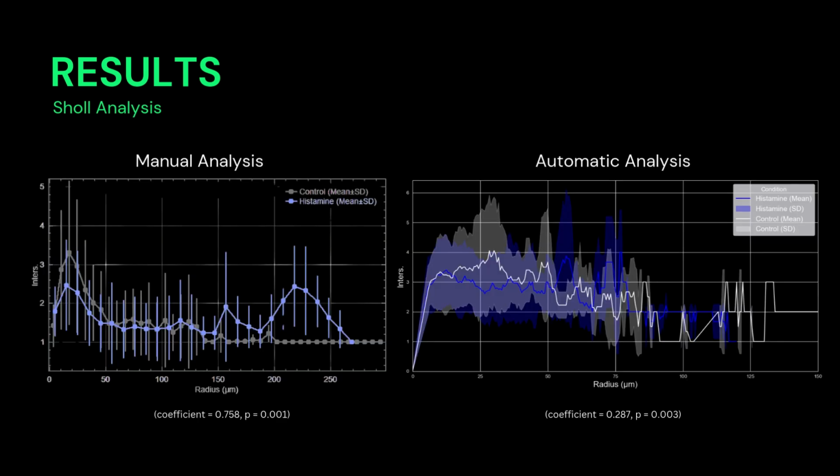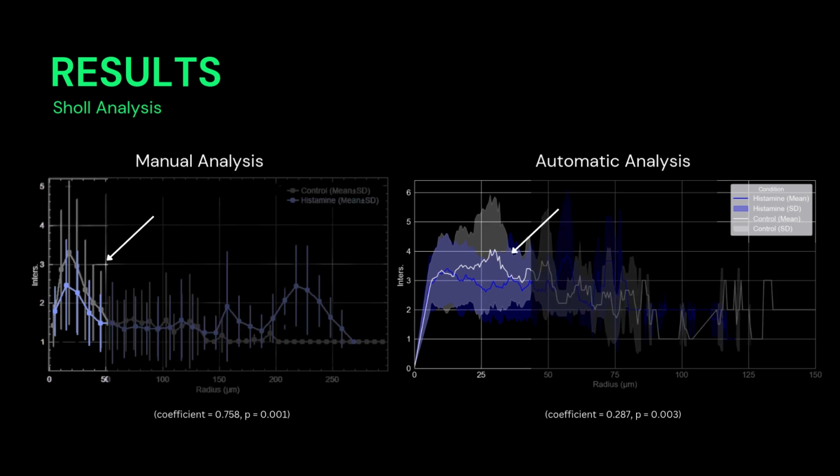If we look into the merged Sholl profile results for all the traced or segmented neurons, first, I just want to clarify the x-axis of the plot shows the radius and the y-axis shows the intersections. So if we compare the manual analysis versus the automatic analysis, we see that in both plots we identify a key difference between the control and histamine treated cultures, specifically an increased amount of intersections of the control group with respect to the histamine group. So we can see highlighted here.